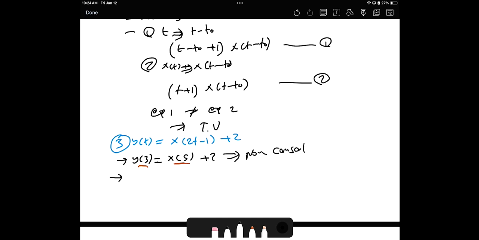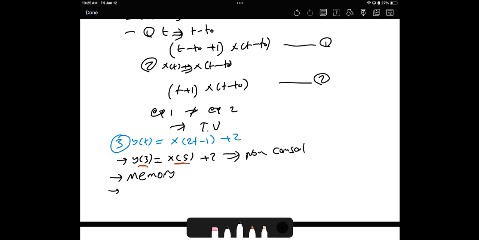Did you get it? Substitute t equal 3, then realize it's depending on the future. So it's non-causal. Then the other thing, is it memory or memoryless? It's memory, of course, because it's depending on either the future or the past.